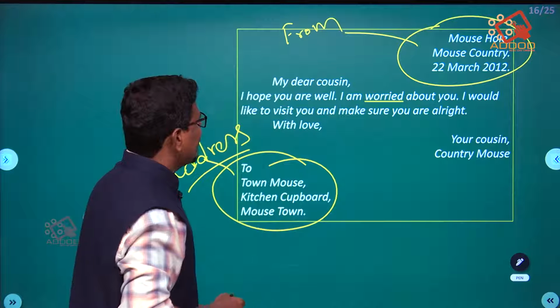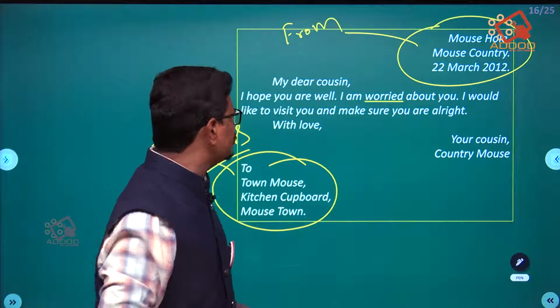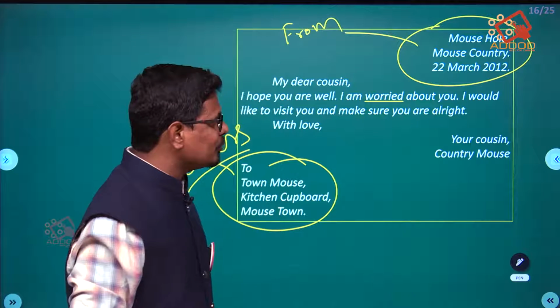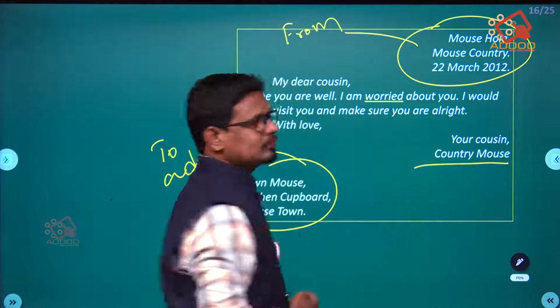My dear cousin, I hope you are well. I am worried about you. I would like to visit you and make sure you are all right. With love, your cousin, country mouse.